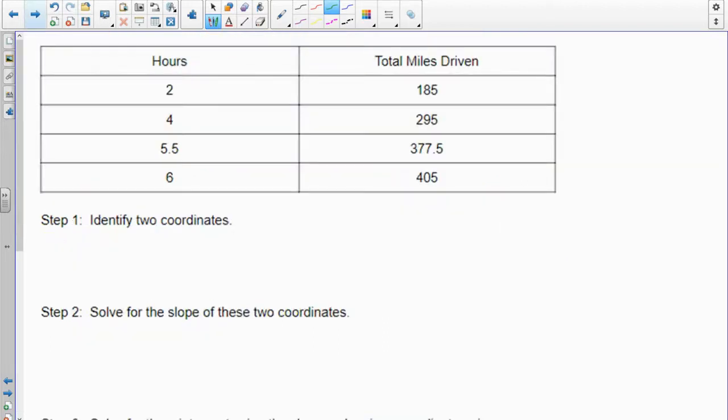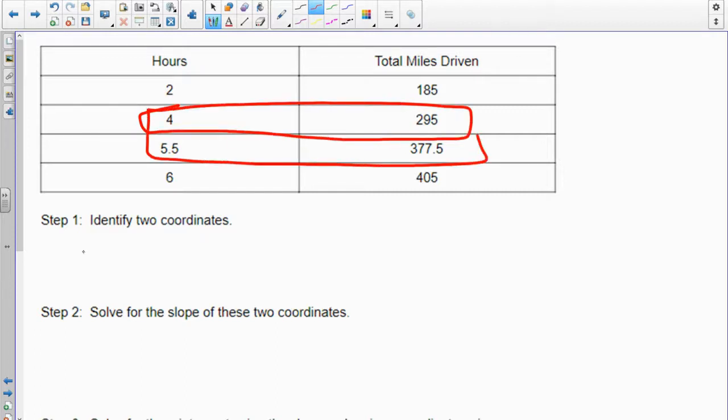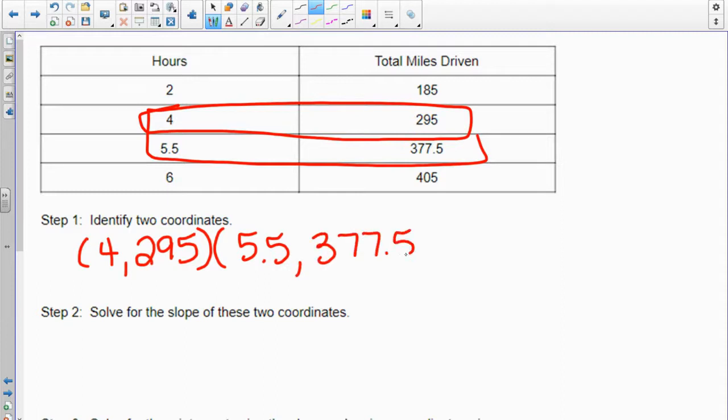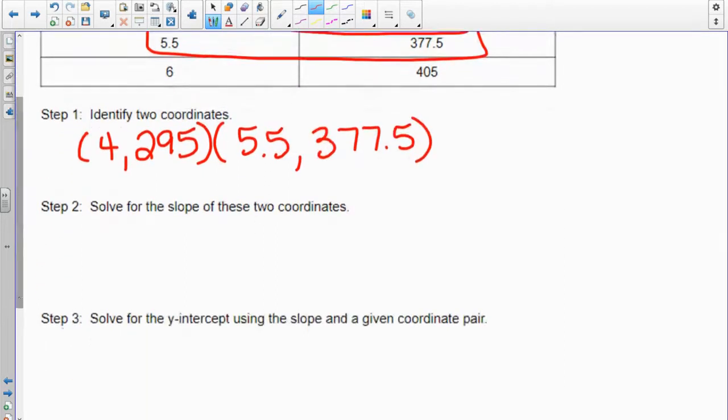Next one, this one, again, we're just going to pick 2 points. Let's go with the middle two this time, just for fun. Okay, so I'm going to pick these 2 points. So 4 hours and 295 miles driven, and 5.5 and 377.5 miles driven. Solve. Again, I'm just going to use the first one as my set 1 and my second one as my set 2.